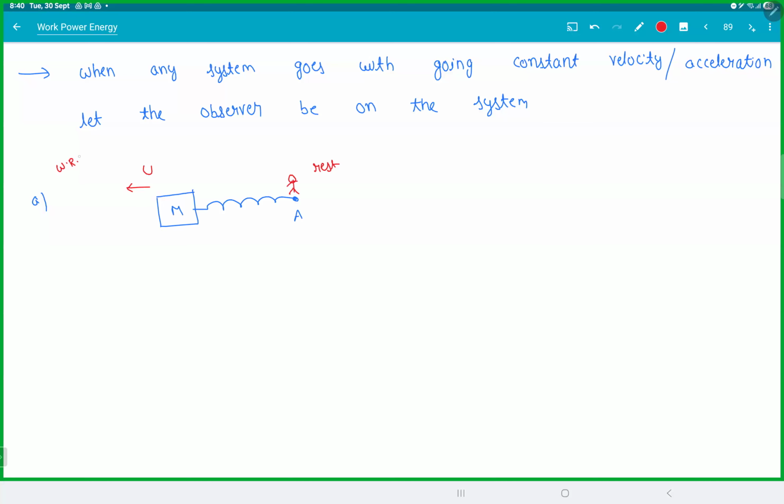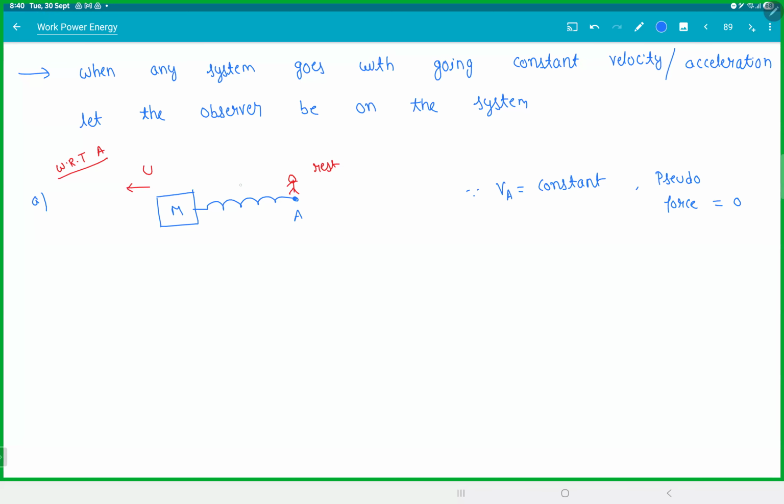But standing at A, won't it create any problems? Luckily, here it won't create any problems because since velocity at A is constant, there is no pseudo force. It is an inertial frame. Any frame which has zero acceleration is an inertial frame. So if you're standing in an inertial frame, then there's no problem. Your life is easy. This is what this guy will think.